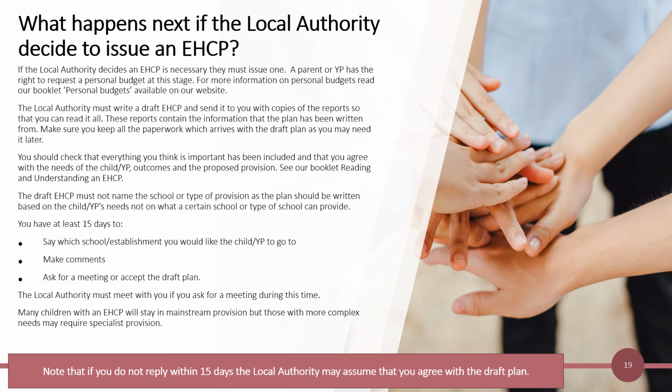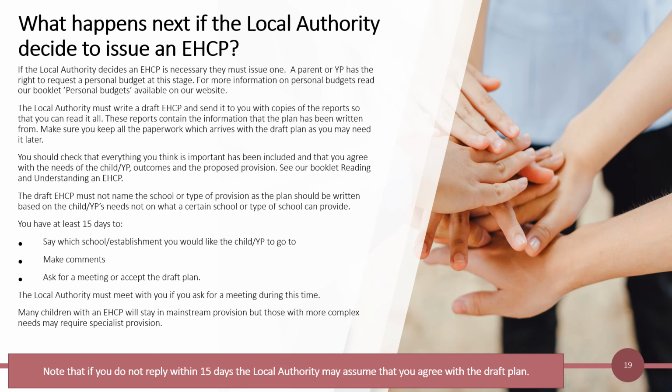You should check that everything you think is important has been included and that you agree with the needs of the child or young person, the outcomes and the proposed provision. See our booklet, Reading and Understanding an EHCP, for more advice. The draft EHCP must not name the school or type of provision, as the plan should be written based on the child or young person's needs, not on what type of school or a certain school that should be provided.